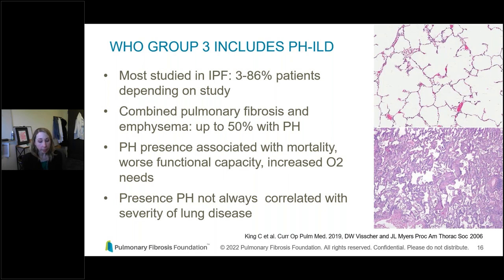It's important to note that even though we know pulmonary hypertension becomes more common among patients with idiopathic pulmonary fibrosis as their disease worsens, the presence of pulmonary hypertension doesn't always track with the severity of lung disease. So you could have relatively mild interstitial lung disease, but still have pulmonary hypertension.